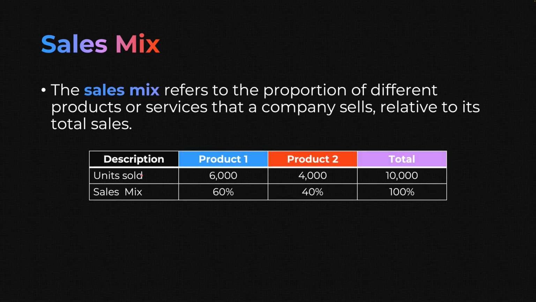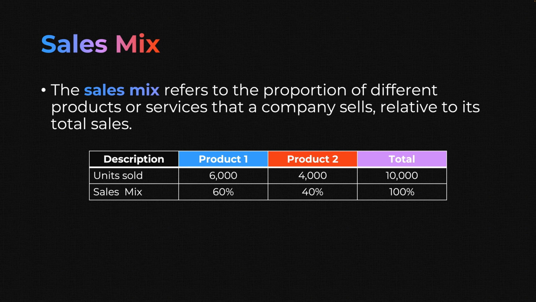Here, you can see that the units sold for product 1 are 6,000 units, and the units sold for product 2 are 4,000 units, for a total of 10,000 units sold. If we were to take 6,000 units and divide it by 10,000 units, we would get 60%. And then for product 2, that would be the remaining 40% of the overall portfolio of products sold.